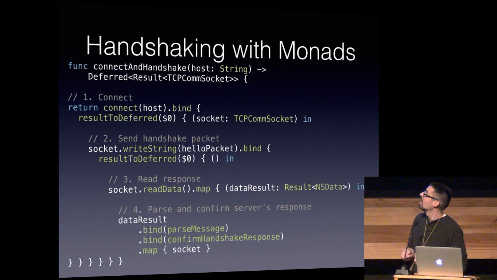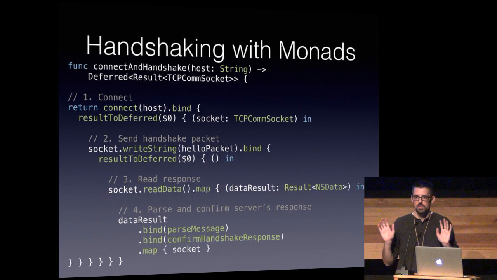So at the very top, what we want to do is connect and handshake. Given some host name, we don't want to return this to our caller until we know that the connection has been completely established, right? So we're going to return a deferred result of the socket, but only once we know that the handshake is complete. The first thing we're going to do is connect. That gives us, from the previous slide, a deferred result of a socket, right?